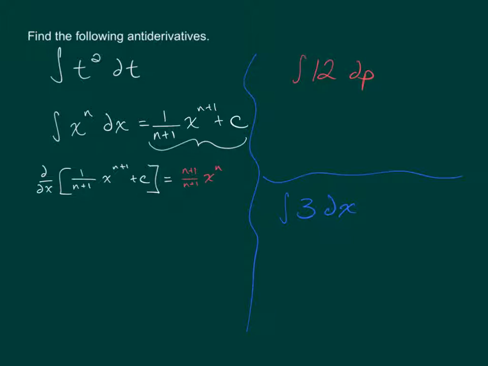And the derivative of c, a constant, is just 0. And what this really boils down to is that the n plus 1 cancels with the n plus 1, leaving you with x to the n power, which is what we started with when we are finding the antiderivative. So back to this exercise that we started with.